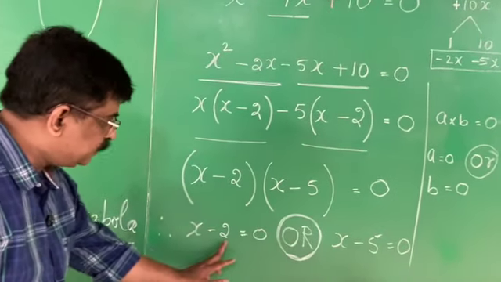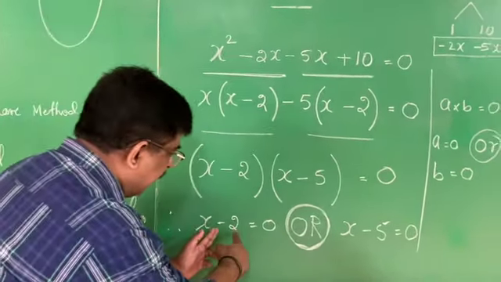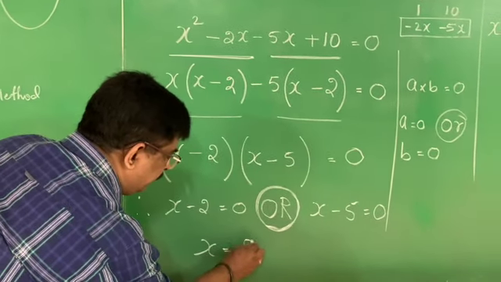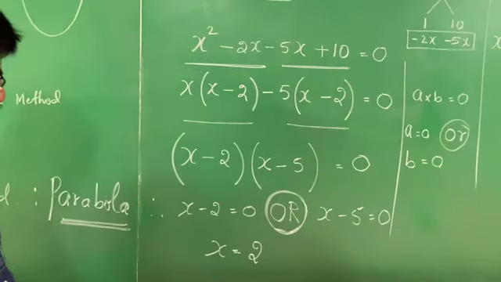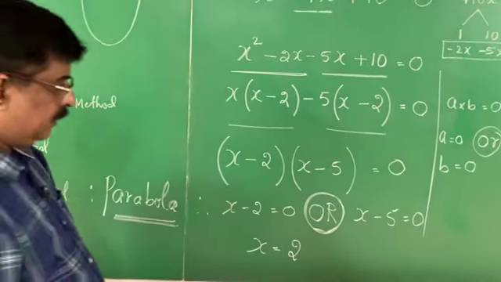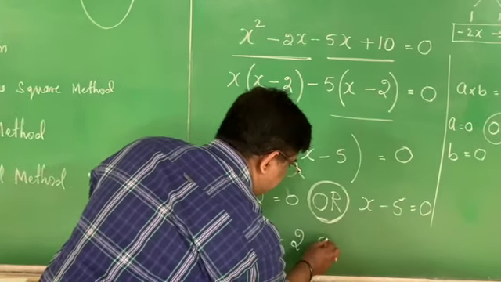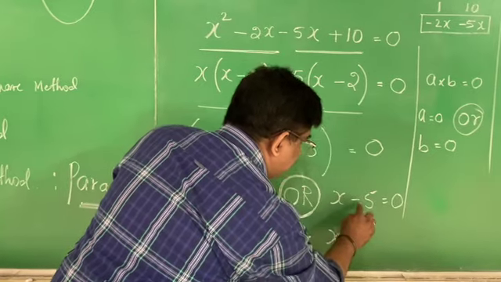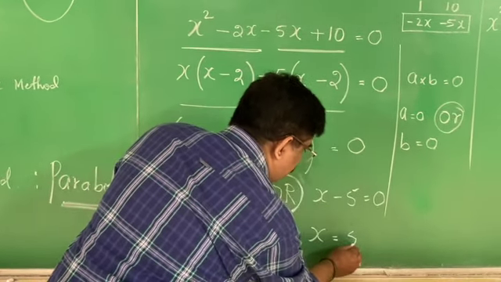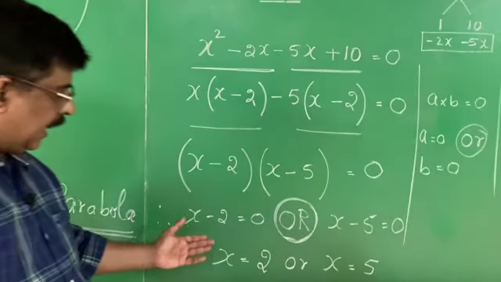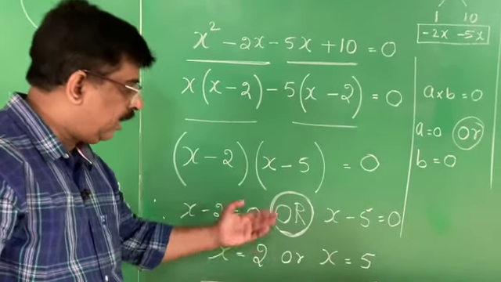If x minus 2 is equal to 0, if I transfer minus 2 to that side, x is equal to 2, because minus 2 transferred to that side becomes plus. Or x plus 5 is equal to 0, so minus 5 goes to that side, x is equal to minus 5. Therefore, the roots of the equation are either x is equal to 2 or x is equal to minus 5.